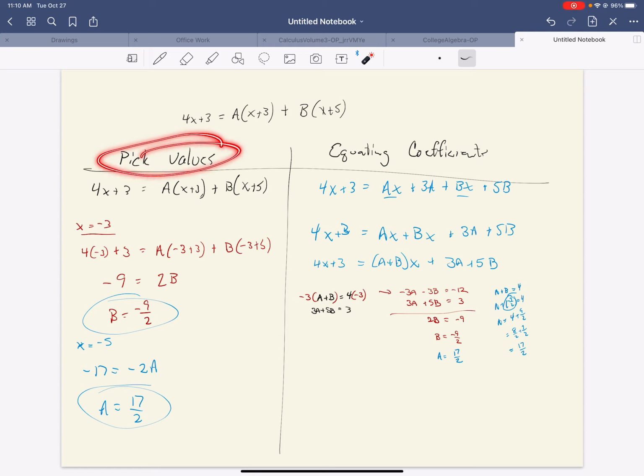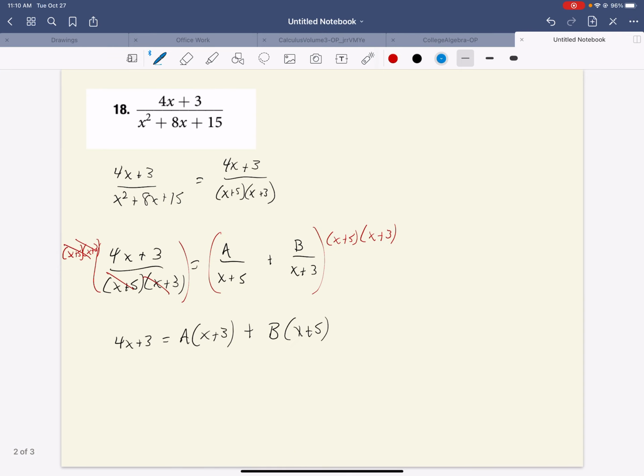So there you go, class. There's 2 ways of solving that problem. One of them I call picking values, because we just said, let's let x be -3 and see what happens. Let's let x be -5 and see what happens. Notice over here, we never chose any choices for x. But we did say what's in front of x there has to be what's in front of x there. And the constant term there has to be the constant term over here. So when we finish, a is 17/2, b is -9/2.